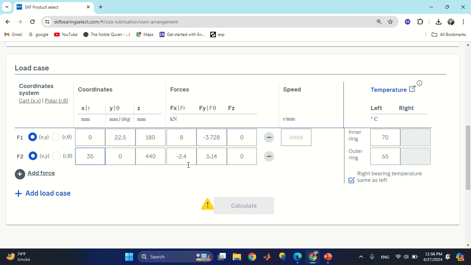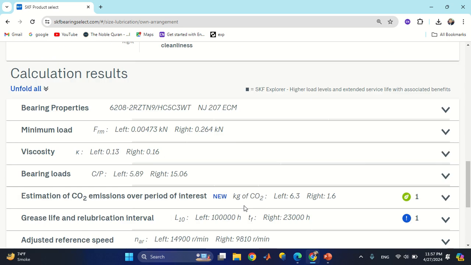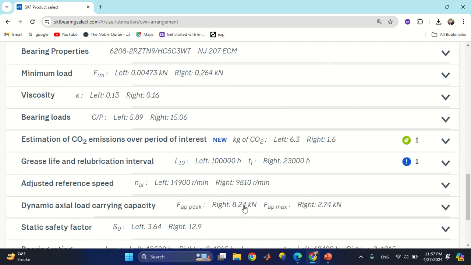So just put half of the pitch diameter, so the pitch diameter is 70 and this one is 35. And here whatever the revolution speed you put in, it doesn't matter, and it doesn't alter the calculation. Just calculate, and here it is, you got the calculation results.